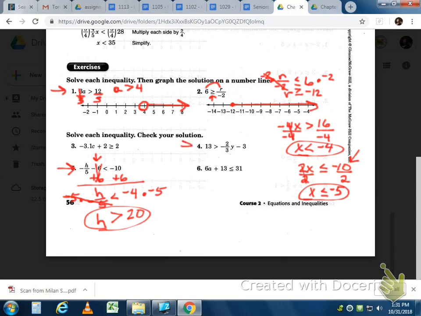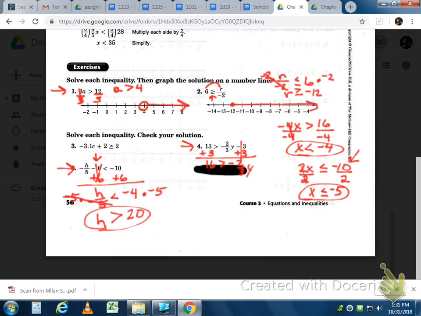Okay, I'm going to go back up to number 4. I'm going to get rid of this and mark this out a minute so that we can write over. Okay. It is 13 greater than negative 2/3 y minus 3. So let's go ahead and solve it. I need y alone, so I'm going to add 3. And 16 is greater than negative 2/3 y.